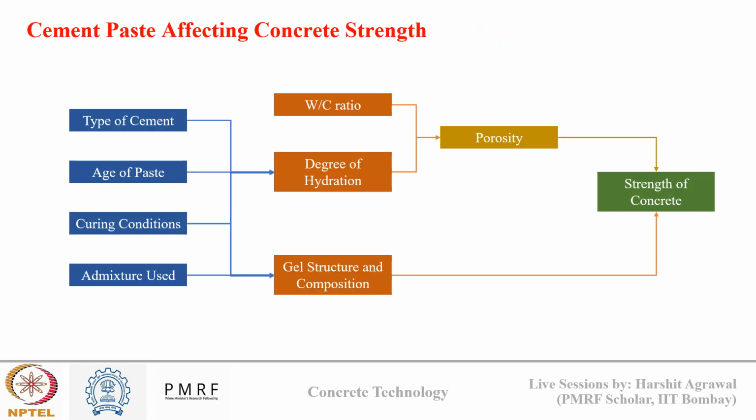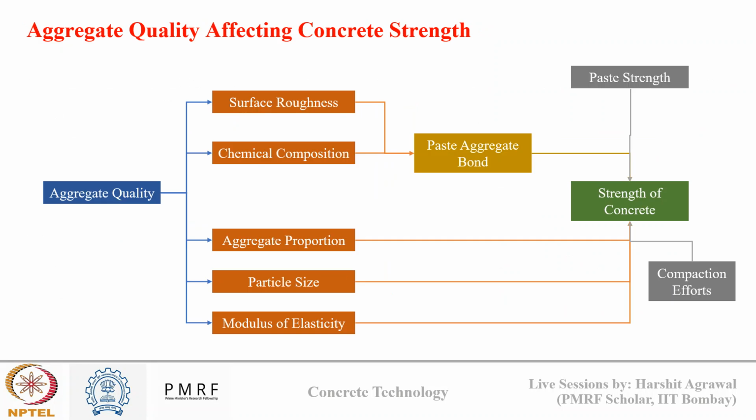Then we talked about how cement paste affects the concrete strength through a flow chart. We discussed how type of cement, age of cement paste, curing condition, and admixtures used all affect the degree of hydration and gel structure and composition. The w/c ratio and degree of hydration affect the porosity, which affects the strength, while gel composition and structure affect the densification of concrete, which also affects the strength.